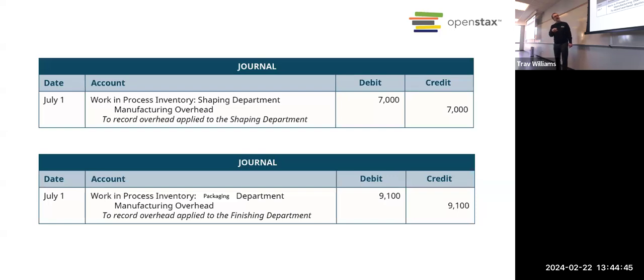And then that's the amount of overhead you take out of the manufacturing overhead account, where really everything goes, right? Except for direct labor and direct materials. All other costs related to production go into that manufacturing overhead account. So you have to take out some of that manufacturing overhead and apply it to that particular department. Again, same thing here, just different department.